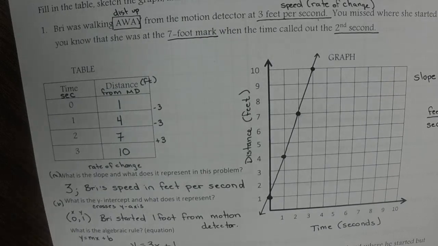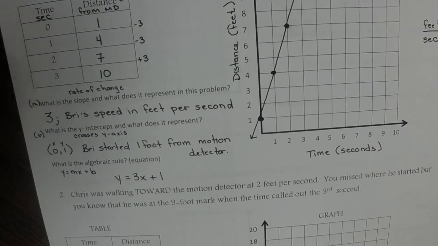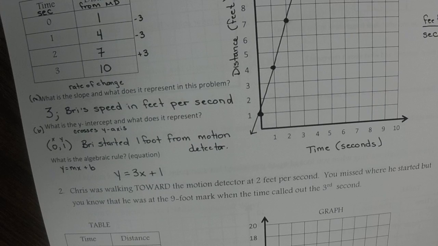The only thing you have to be careful on is down at the bottom on number 2, it now says Chris is walking toward. So now my distances should be getting less, which means my graph should be going down and my slope should be negative.